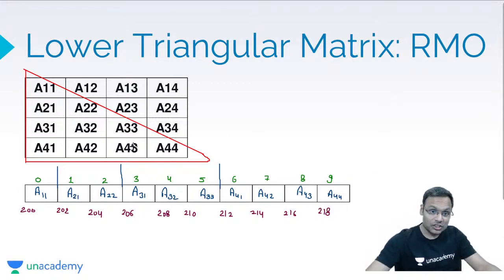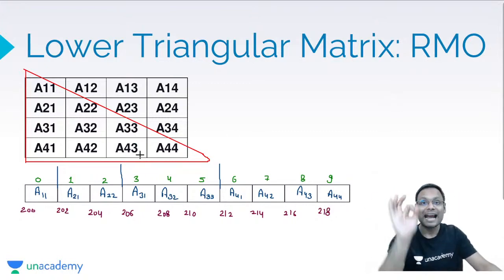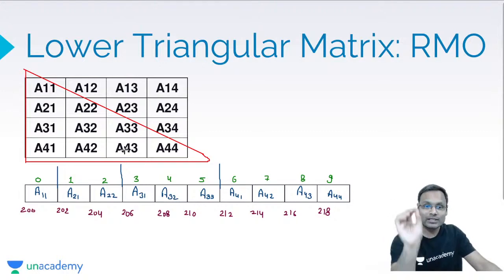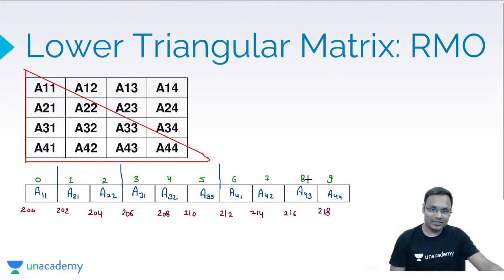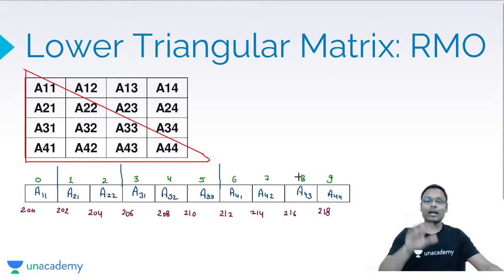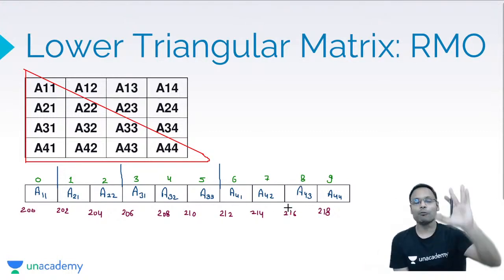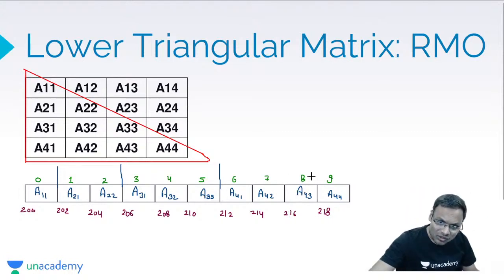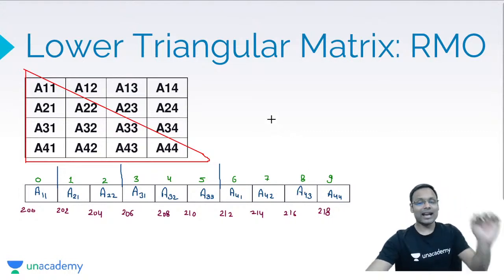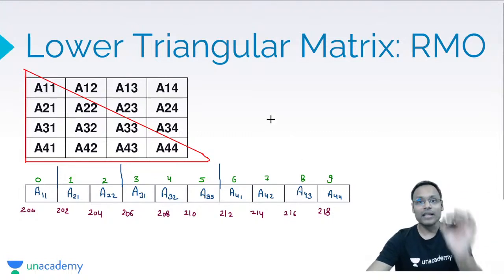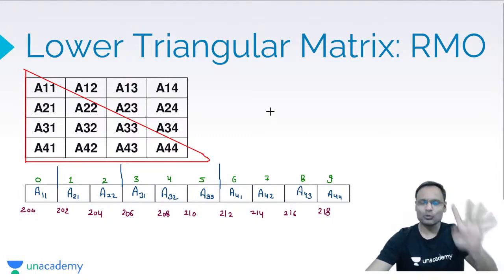If I am asking to calculate A of 43's address, somehow you will have to get this relative index 8. If you get relative index 8, into the size of each element, 2 into 8, 16, plus base address will be the address of this particular element A of 43. The problem is only how do we get this relative index 8, and that is what we are going to learn now. We means you. I already know it, I just have to teach you.